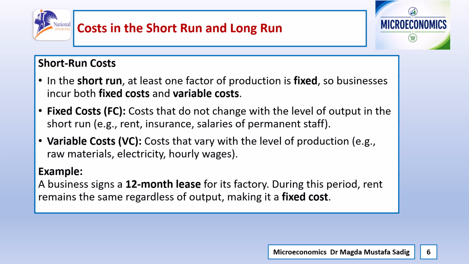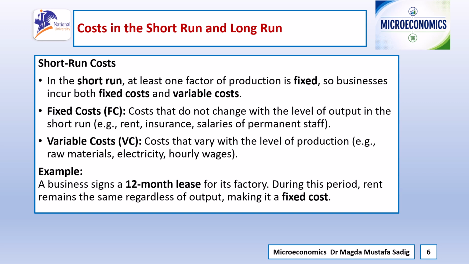Cost in the short run. Now let us compare the short run and the long run. In the short run, at least one production factor is fixed. This creates two types of cost. Fixed cost. These remain constant regardless of output. Examples include rent, insurance, permanent salaries. So even if production stops, these costs still exist.